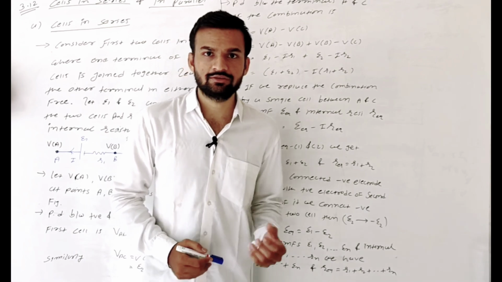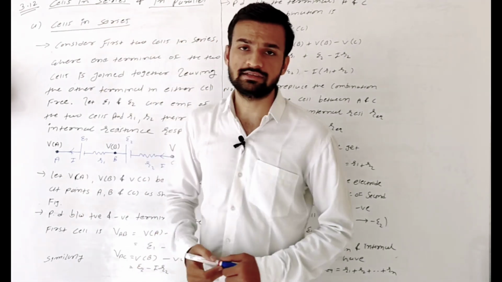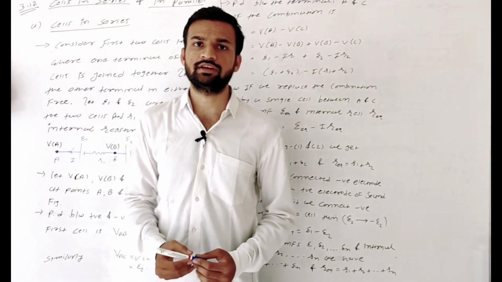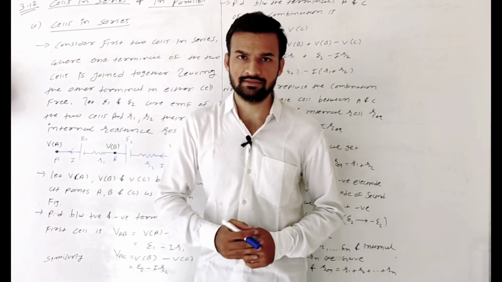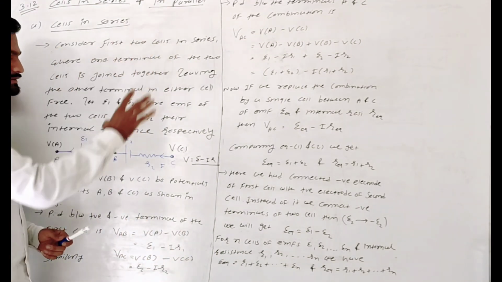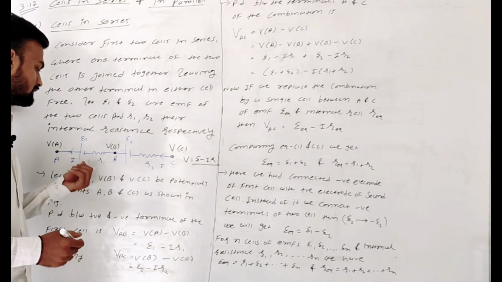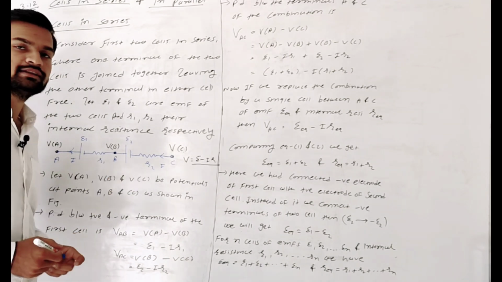Hello students, today we will see 3.12 cells in series and in parallel. For it, first we will see cells in series. So to understand this concept of series combination of cells, first we consider two cells connected in series.